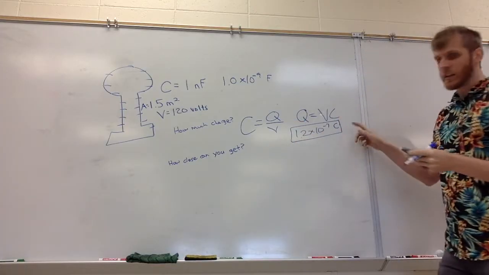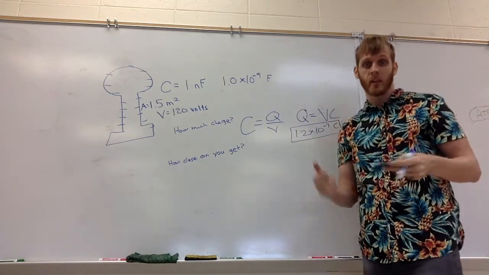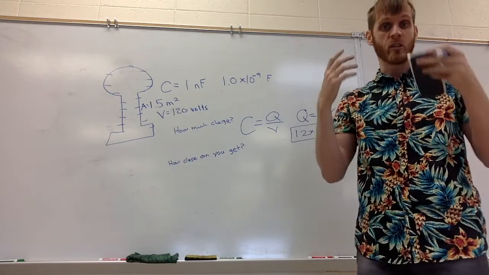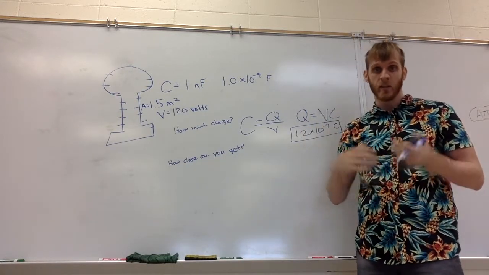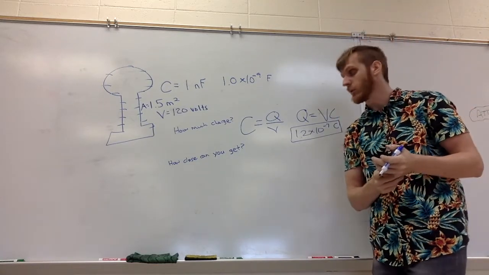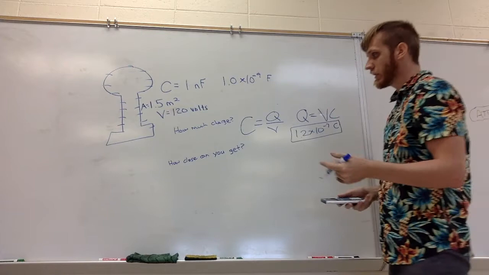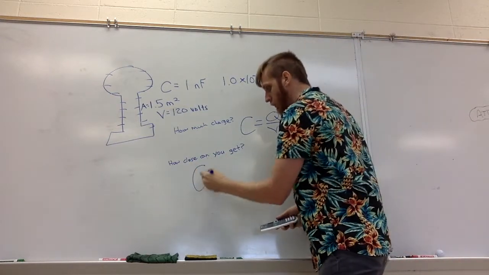Now note that C is the unit for charge and not the symbol for capacitance. They're both C, which is kind of confusing because C is a symbol for capacitance. It's also the symbol for coulombs, which is a unit. Now, how close can you get to it? That would be the lowercase d. How close can you actually get to that capacitor before it zaps you?